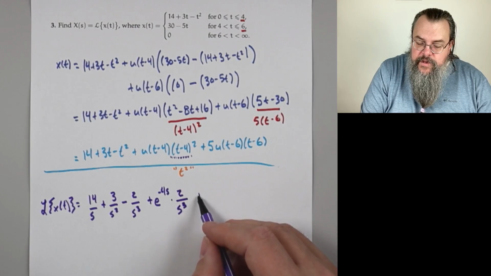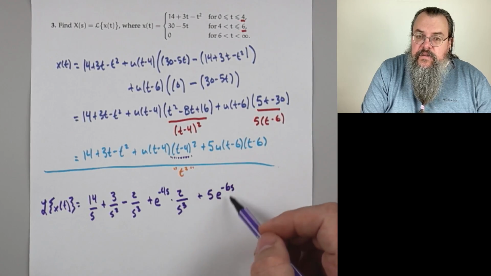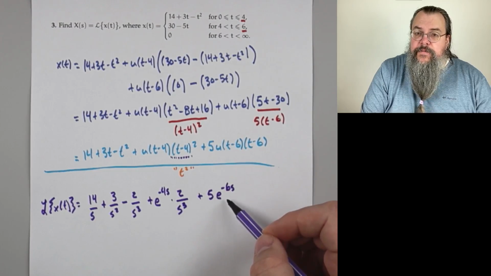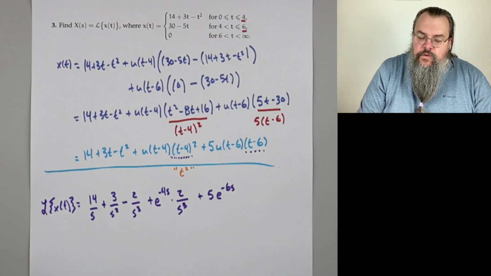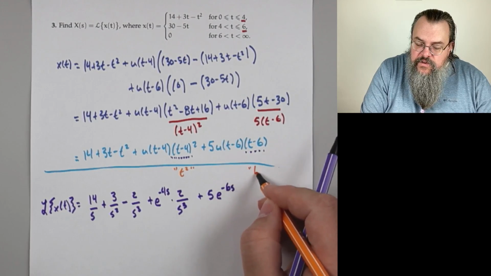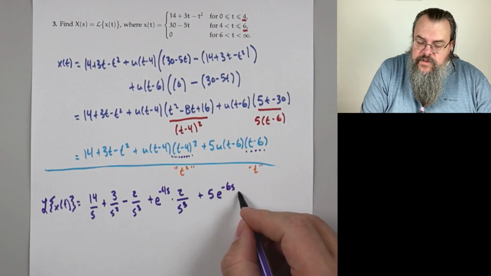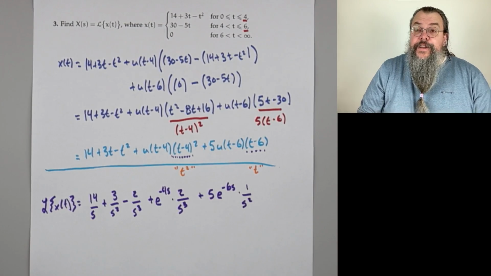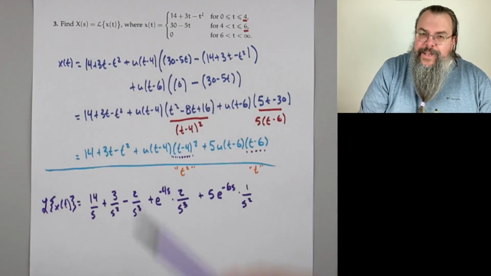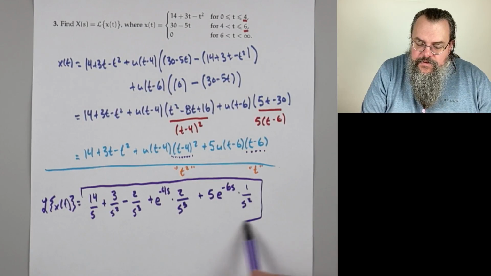All right, then we have plus 5 e to the minus 6s, again, because I see u of t minus 6, I am going to have e to the minus 6s. And we look at this part. So, okay, really when we look at this, we should think of this as just the t function. And the Laplace of t is 1 over s squared. All right, and now at this point, we're done. Because it only asked us to find the Laplace transform, and that's exactly what we've done.